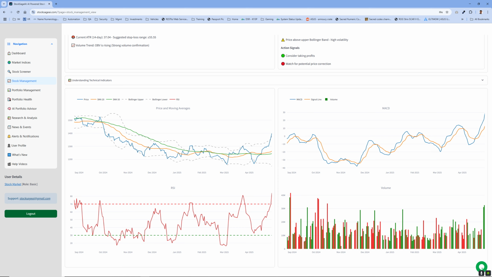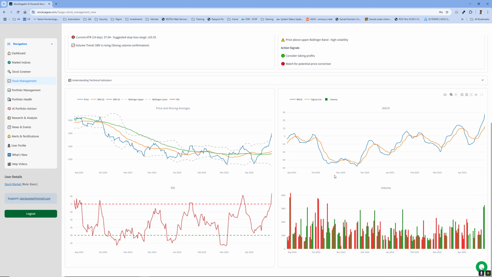Then comes another indicator called MACD, which is your moving average convergence divergence. And this is a trend following momentum indicator. This consists of two lines. One is the MACD, the other is the signal line, the blue MACD and orange signal line. This histogram represents the difference between these two lines, and we have to look for crossovers on this chart to understand where the momentum of the stock is.